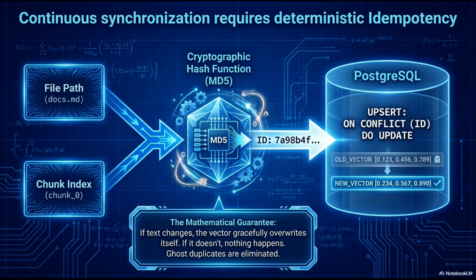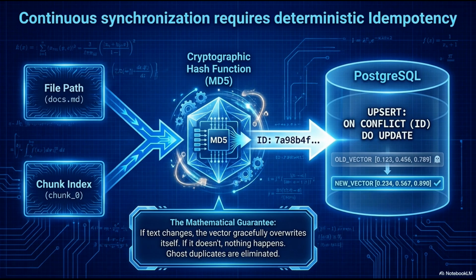Added and deleted seems straightforward. For an added file, you run the chunking pipeline and upsert. For a deleted file, you extract the file path and run a SQL delete query where the ID begins with the hash of that path. But what about modified? If an engineer just adds one new paragraph to the middle of a document, do we just upsert the new chunks?